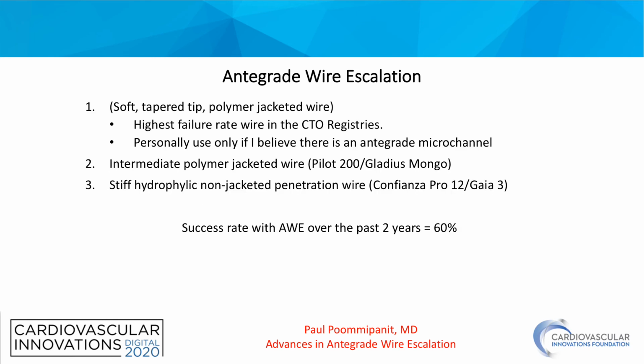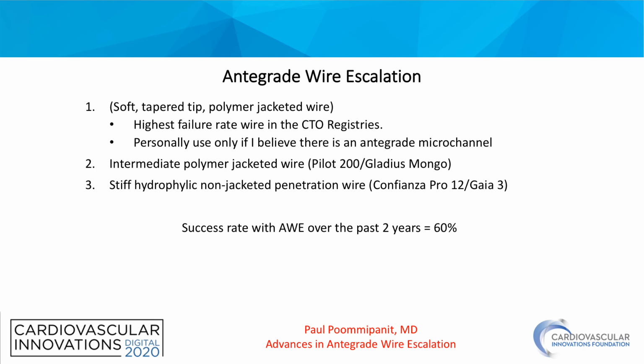And so in my own personal practice, I'll use a soft taper tip polymer jacketed wire if I believe there's an antegrade microchannel. If I don't see an antegrade microchannel or I don't believe there's one there, I will skip this wire since it is the highest failure rate wire in the CTO registries. I'll go to an intermediate polymer jacketed wire, and the wire I'm currently using is the Gladius Mongo wire. If this is unsuccessful, I'll move to a stiff penetration wire if I know where the vessel's going.